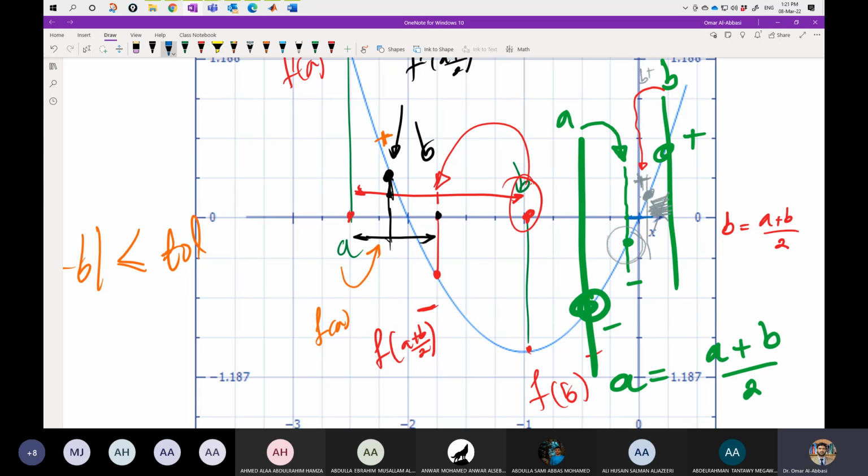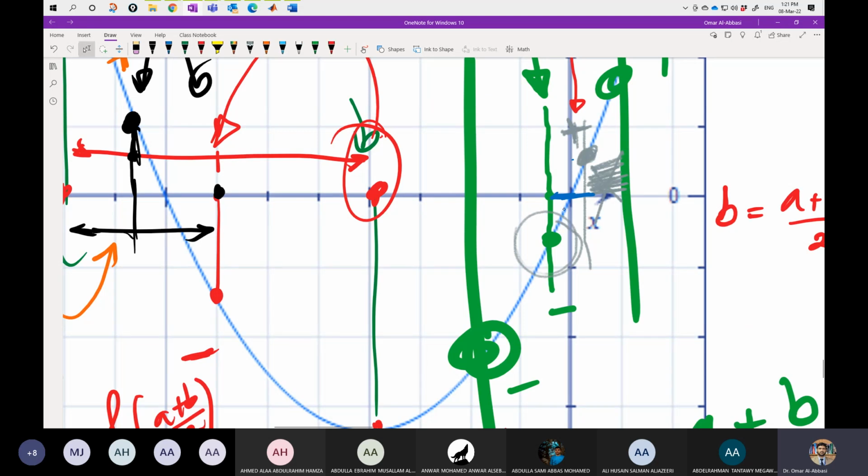This means the solution is here. Let me zoom in a little bit more. We cut the interval in half, okay? And we see that the function value is negative over there at the midpoint. So which boundary should we move? A or B?